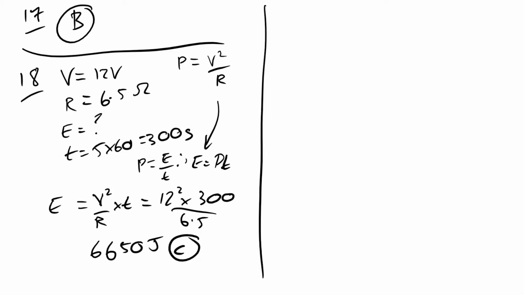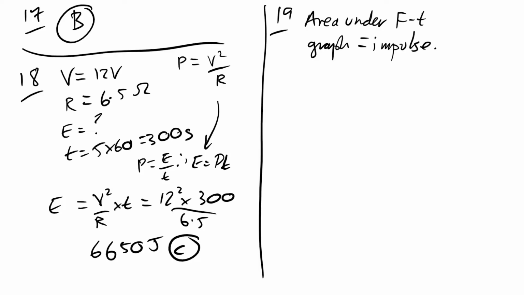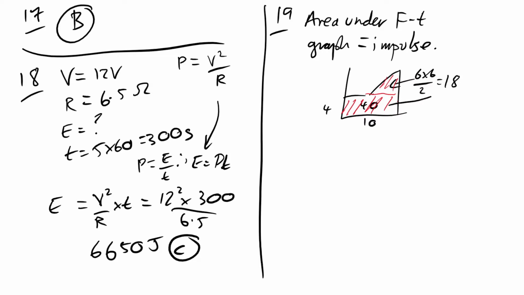Okay, we have a force time graph. As soon as you see a force time graph, area under FT graph is equal to impulse, which is the same thing as basically gain in momentum. So what we can do is split this into a rectangle there and a triangle there. So that's 4 times 10, so it's going to be 40. And then here, that's 6 times 6 divided by 2, so that's 18. Adding these two up here, we end up with 58 Newton seconds of momentum gain.